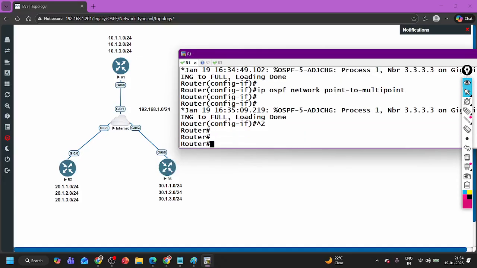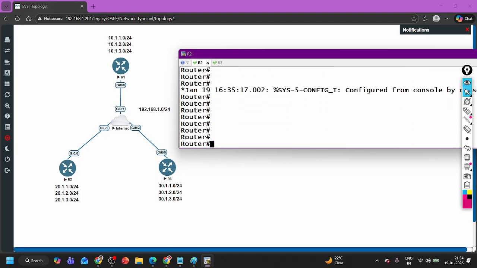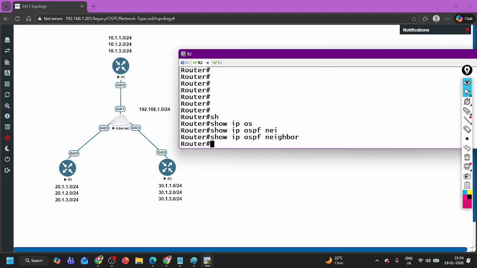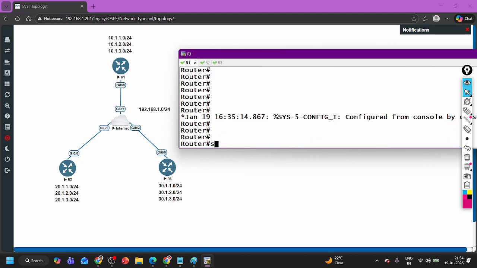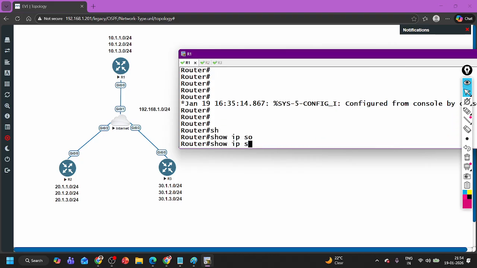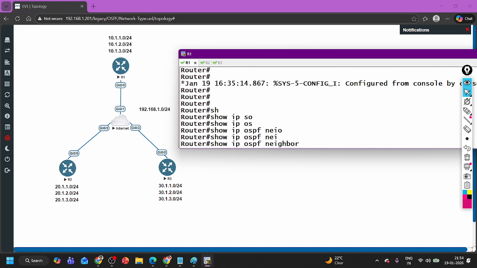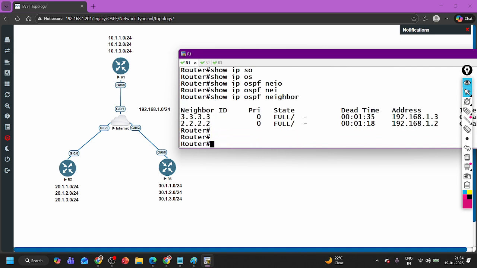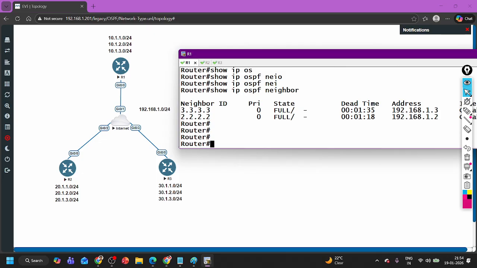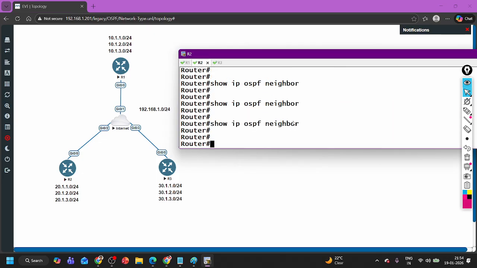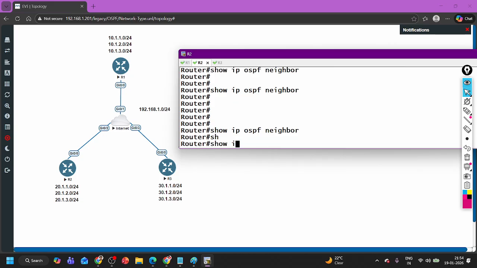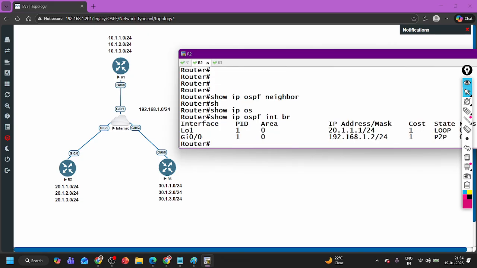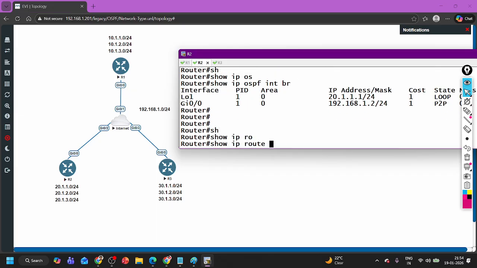Now here you can see show ip ospf neighbor. Why don't we have neighborship? Show ip ospf neighbor. 2.2.2.2 and 3.3.3.3 are in full state, and there is no DR or BDR. Great. So show ip ospf neighbor, show ip ospf interface brief, show ip route ospf.